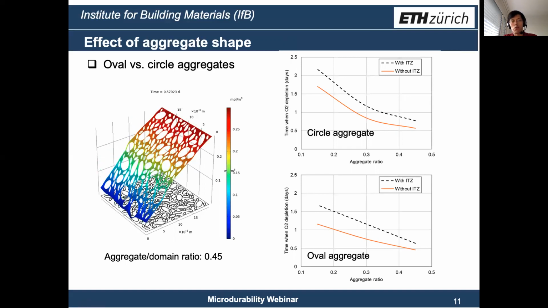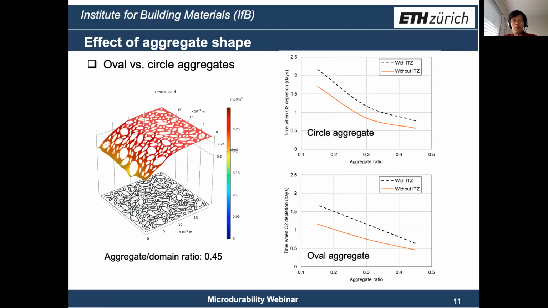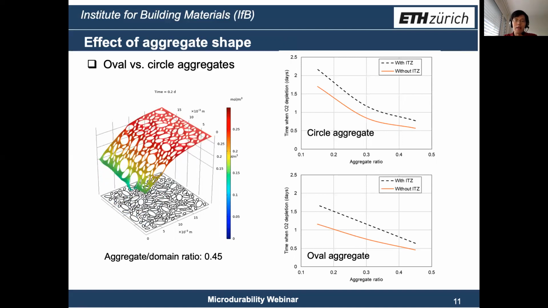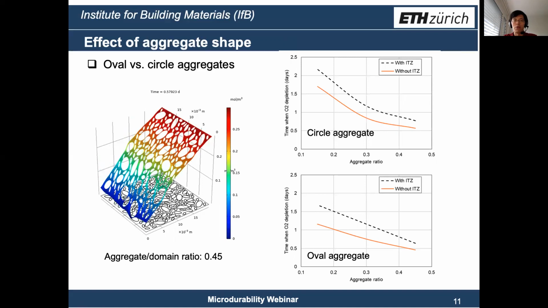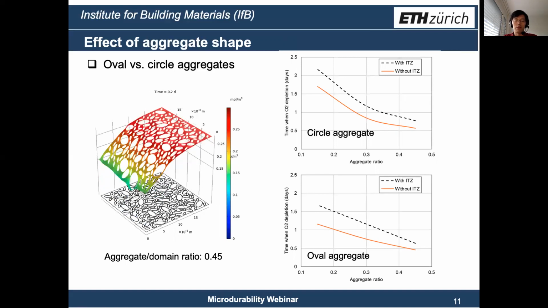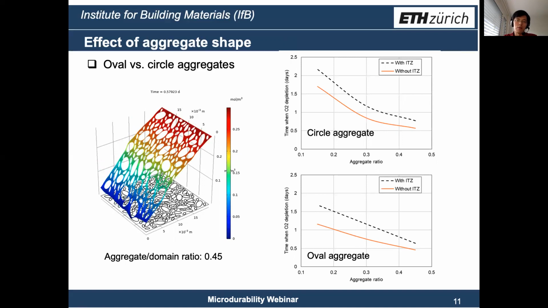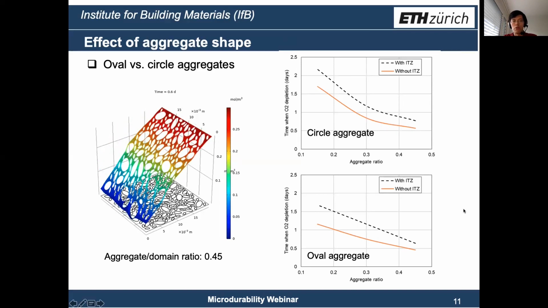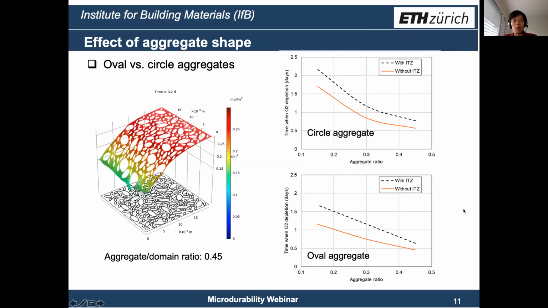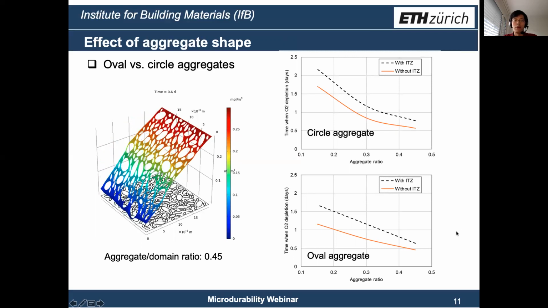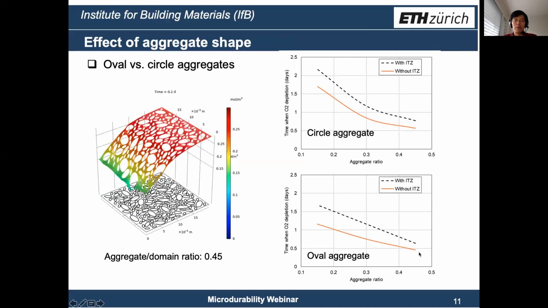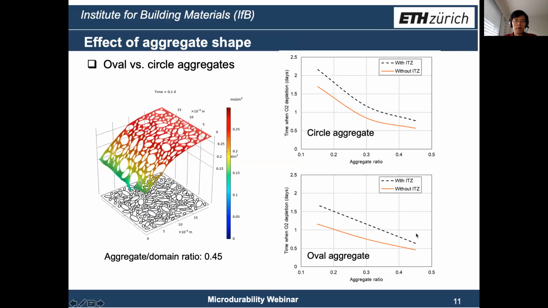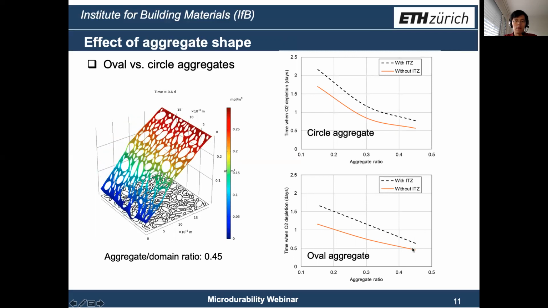This is because when we create the domain, aggregate randomly distributes in the simulation domain. Because of the high aspect ratio of ovals, they can increase the length of path that oxygen needs to diffuse. In other words, for the oval aggregate domain, the tortuosity effect is higher. However, with the increase of aggregate domain ratio, the difference between circle and oval shapes gets smaller. So at this level, they are very similar.